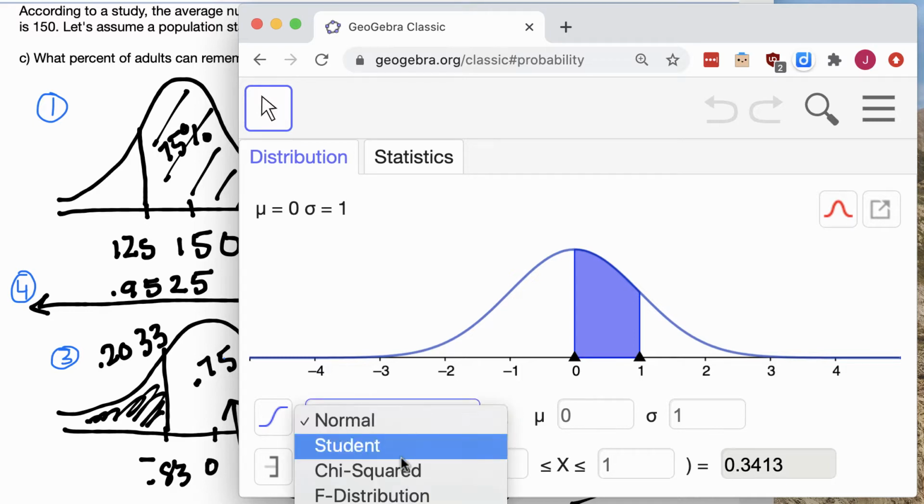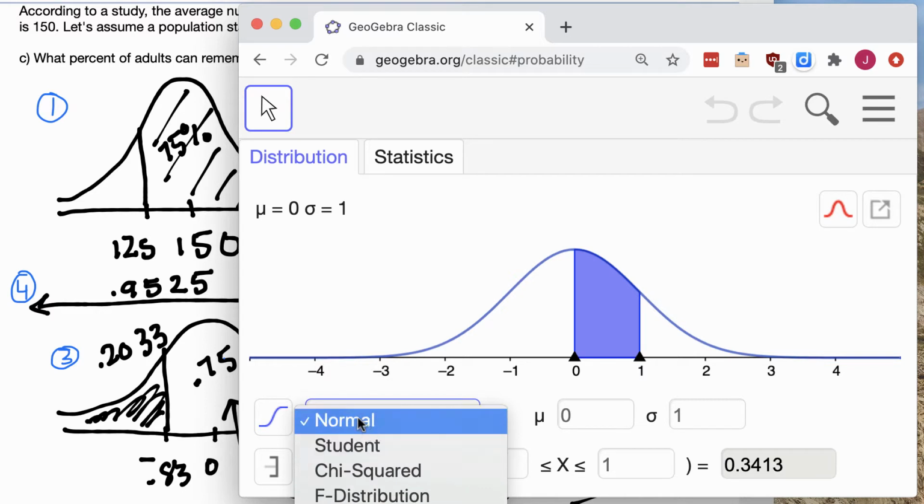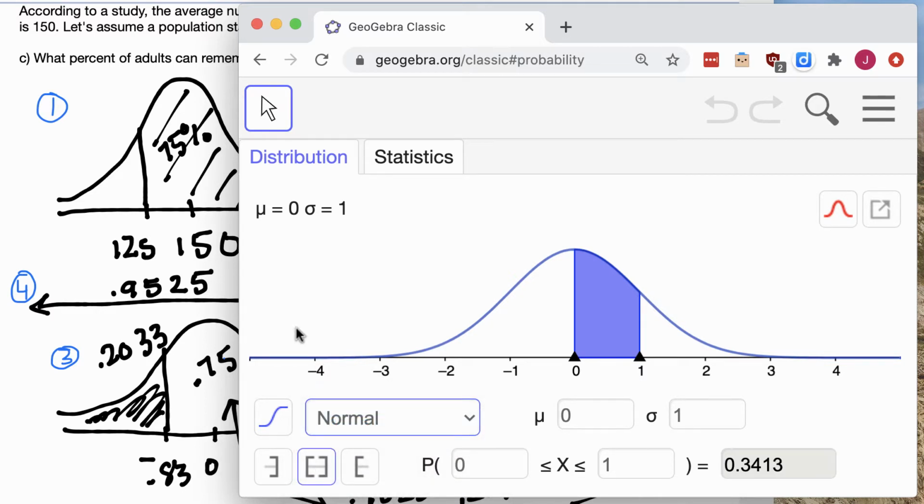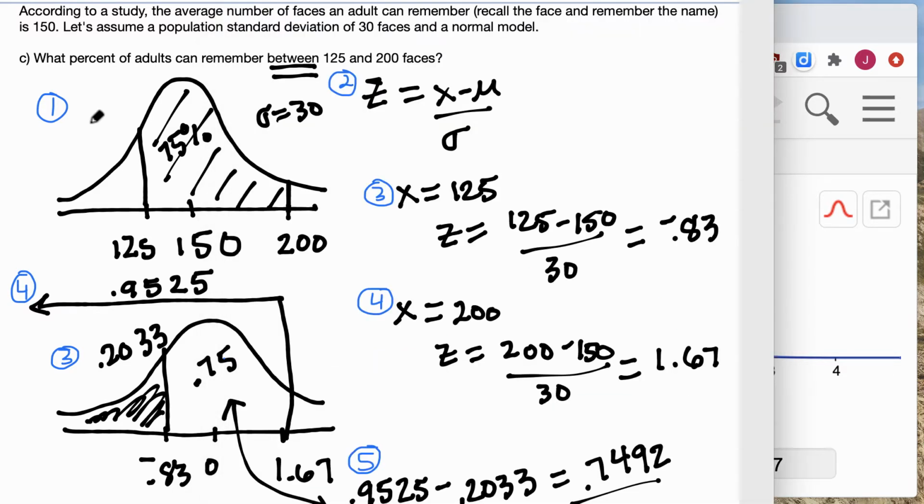There's a number of options down here, but you'll want the normal distribution. You'll also notice that mu is automatically set to 0 and sigma is automatically set to 1, so we have a standard normal distribution. We can change the normal distribution if we need to, depending on the problem. So let's go back to a pre-worked example that I have.